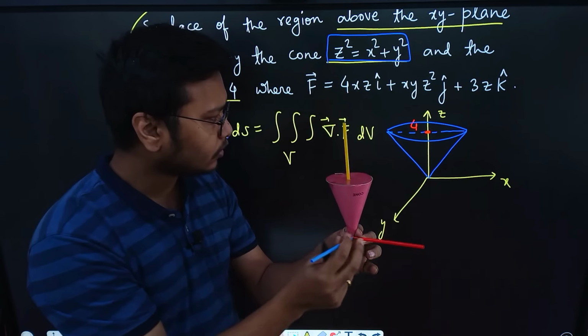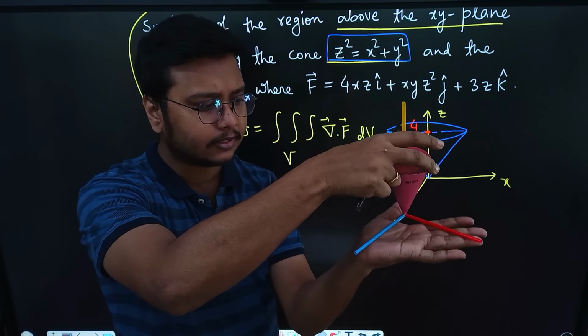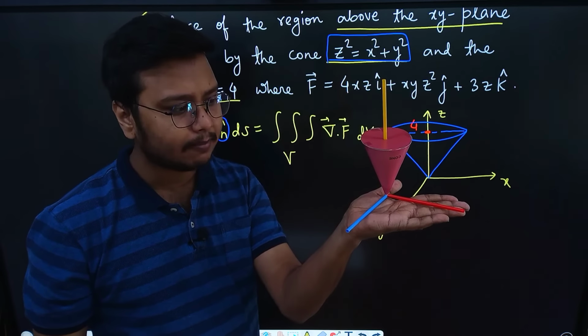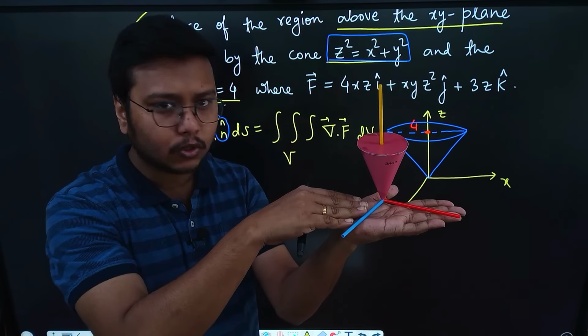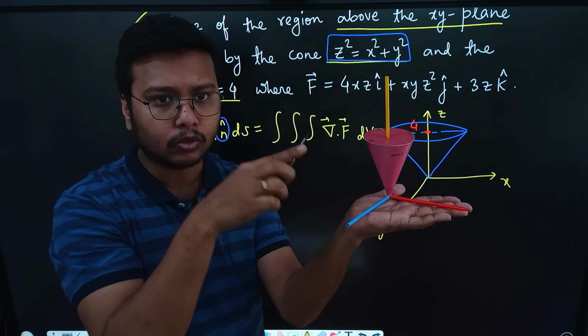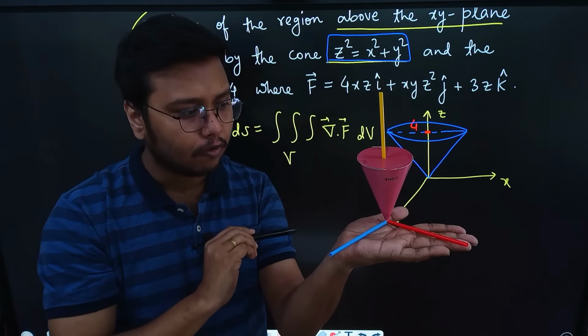The cone that I've drawn here is right in front of you, and if I place this on my hand in this manner, then my hand is nothing but the xy plane. So you can see the cone is above the xy plane and it's cut by z equals 4. So you can understand the topmost point is basically z equals 4.